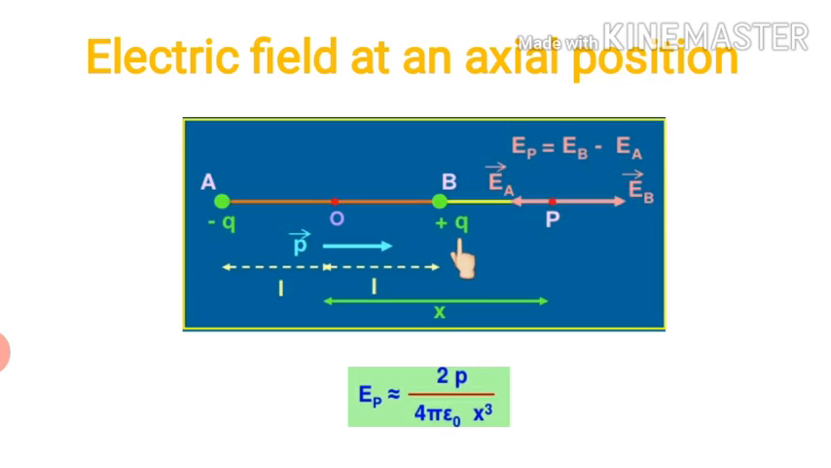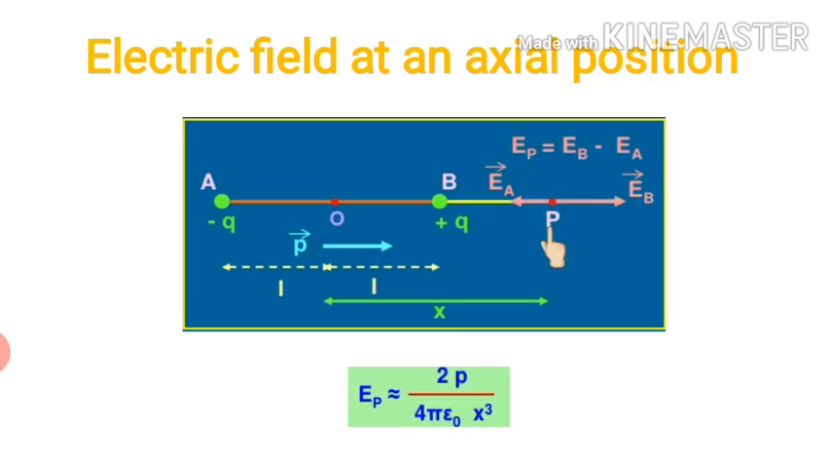And we can also say that EB is greater than EA. Why? Because plus Q is more closer to P as compared to minus Q. So as the distance is less between them, electric field will be more, that is EB. As distance is more between them, minus Q and point P, EA will be less. So what will be the net electric field at point P? It will be EP is equals to EB minus EA.